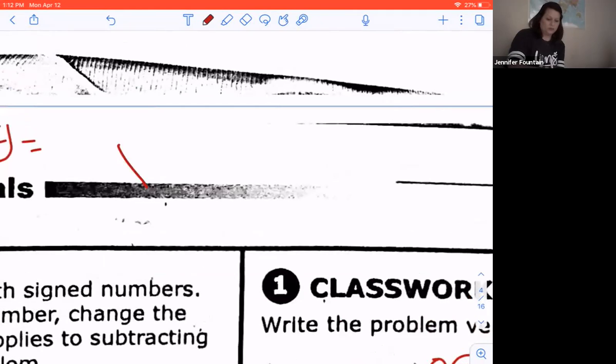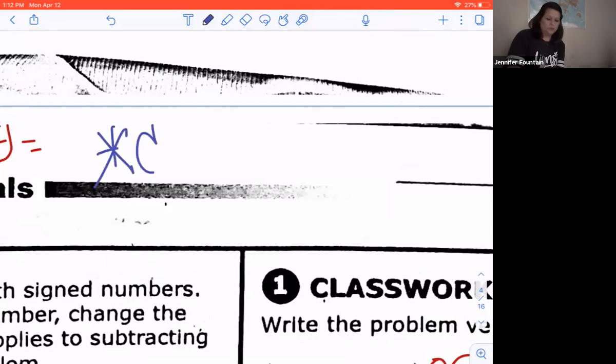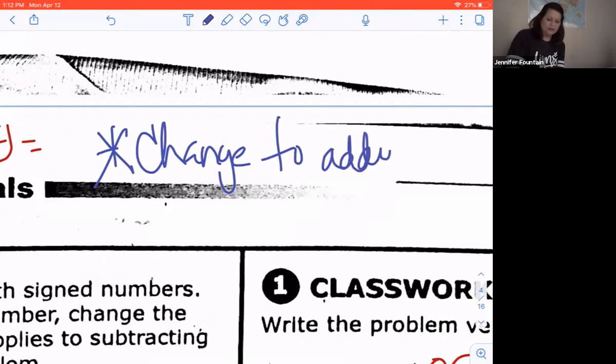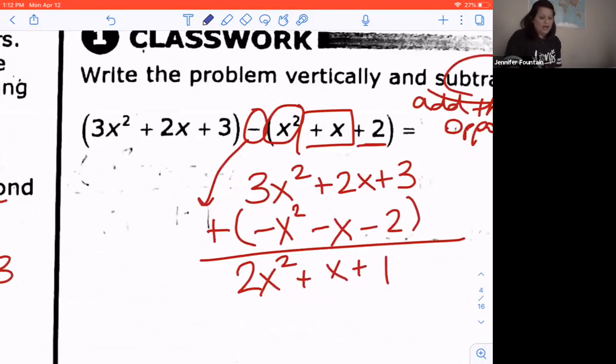So subtracting, we said we want to, let me change that real quick. I'll do a different color since I've already been on red in this page. Oops. We want to change to adding the opposite. Remember, subtraction is the same as adding the opposite. So I want to change my problems from subtraction problems to adding the opposite. That means I'm going to keep my first polynomial exactly the same. So that's what we did here. I have 3x squared plus 2x plus 3. I kept that exactly the same when I wrote it vertically.